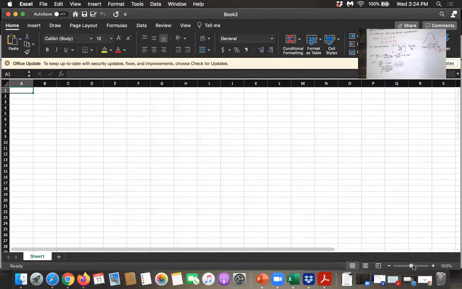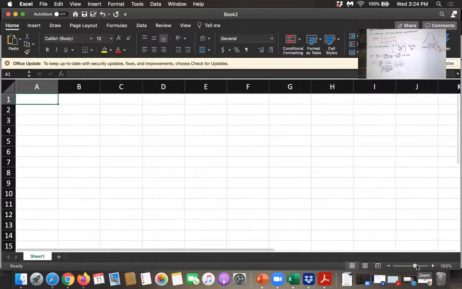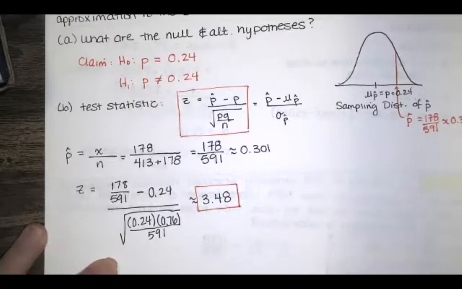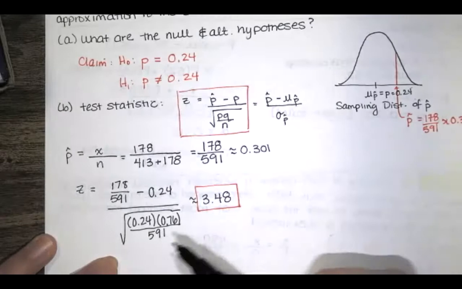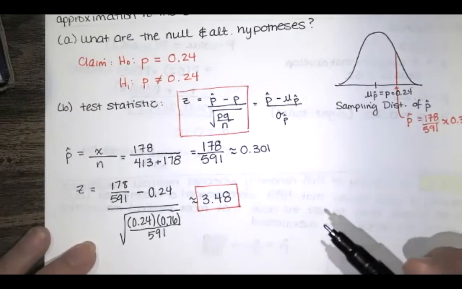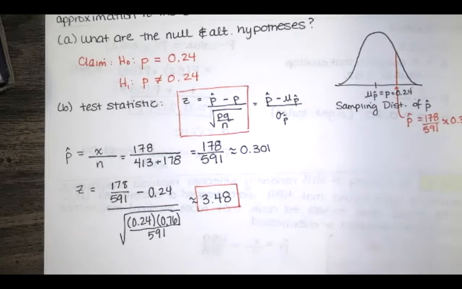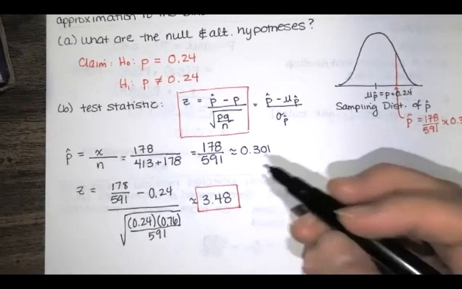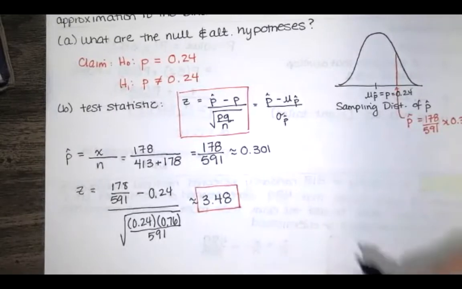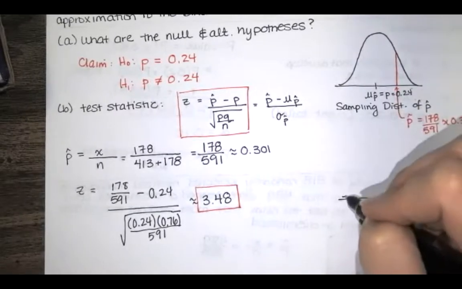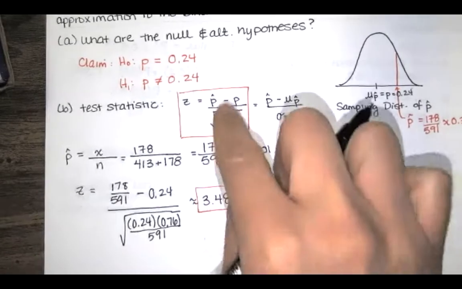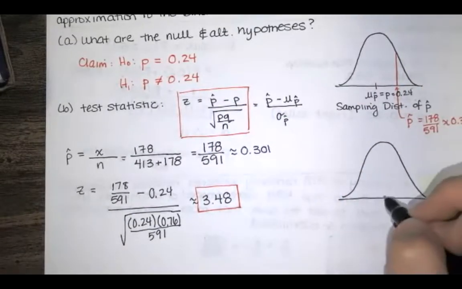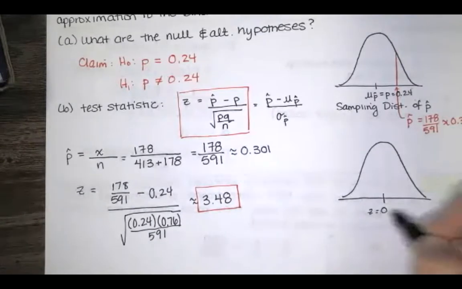Okay, so now I'm in Excel. And what I want is the p-value. Remember, actually, let me look at my paper again, sorry about that. The p-value actually depends on the type of test that we're working on, whether it's one-tailed or two-tailed or three-tailed. The p-value is related to this area beyond our test statistic. So if this is our sampling distribution of p-hat, we can use this formula to convert from this non-standard normal distribution to this standard normal distribution with a mean of 0.